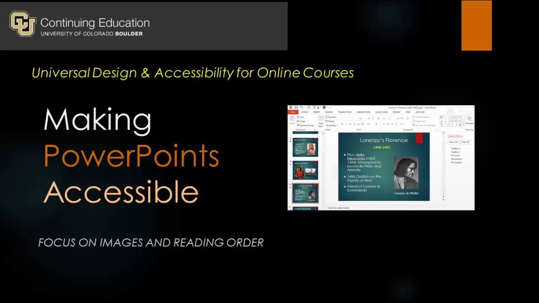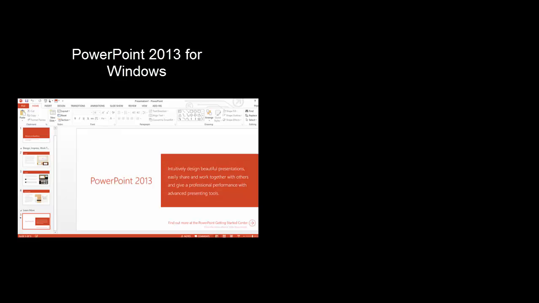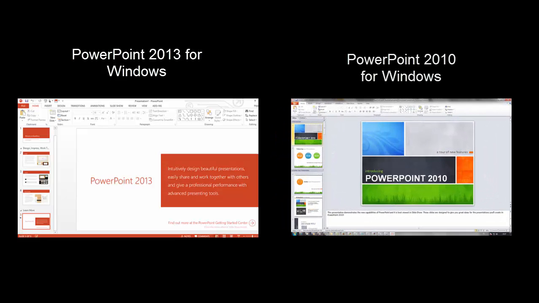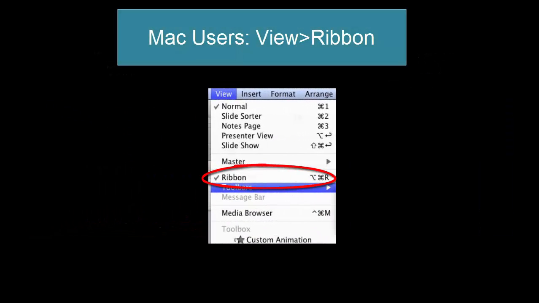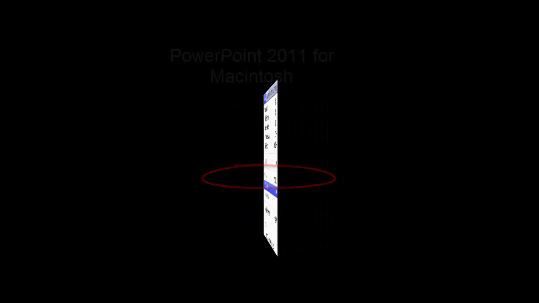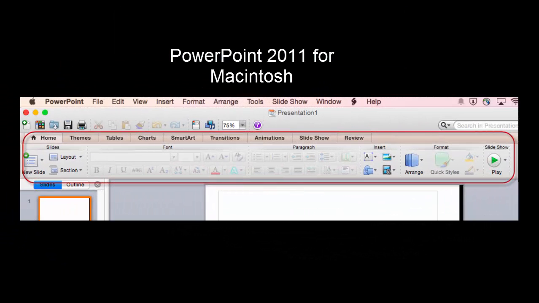This video tutorial will focus on two areas of accessibility for PowerPoint documents: images and reading order. Note that this video demonstrates PowerPoint 2013 for Windows. However, the steps demonstrated here are also applicable to PowerPoint 2010 for Windows and to some degree PowerPoint for the Macintosh. If you are using a Mac, turn on Ribbon under the View menu in PowerPoint for Mac. This will display a ribbon panel similar to that displayed in the Windows version and allow you to follow the instructions in this tutorial more easily.